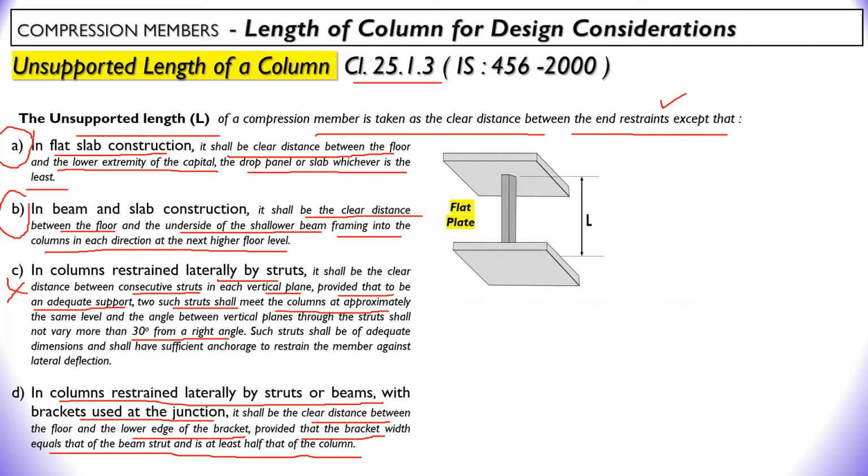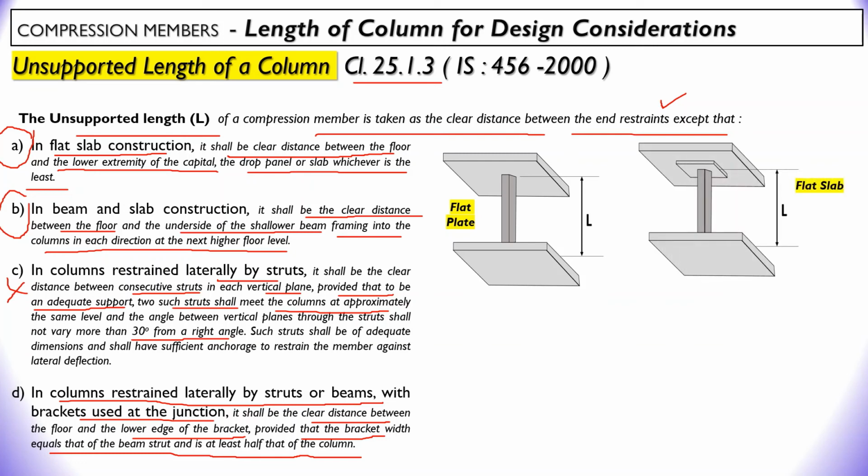Now you can see here easily that this column is supporting flat type of plates. It is just like a flat plate if it is supporting. Then from the diagram it is very clear that from the lower edge of the upper flat plate to the upper edge of the lower flat plate, you can measure the distance, and that will be the unsupported length of the column.